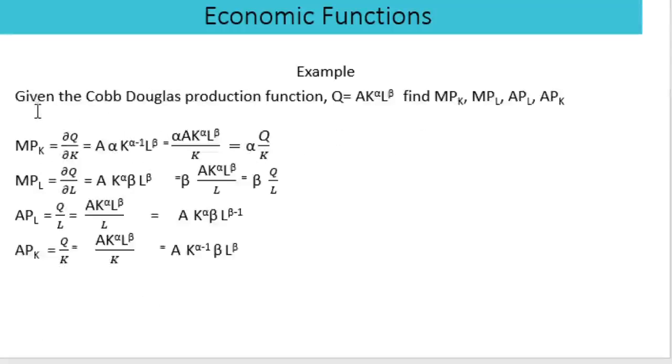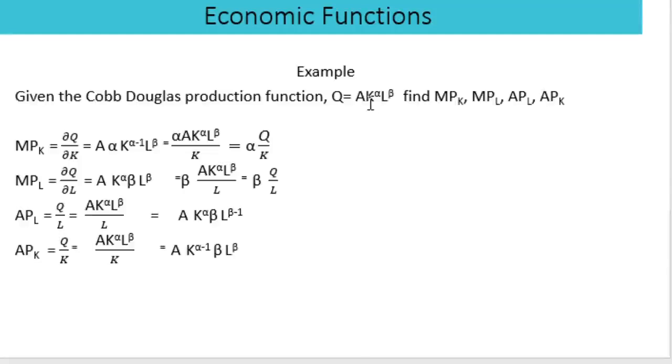Next example is given the Cobb-Douglas production function Q equal to A K raised to alpha L raised to beta. Find marginal product of capital, marginal product of labor, average product of labor, average product of capital. Marginal product of capital is, differentiate this with respect to K, that is dou Q by dou K. Marginal product of K equals dou Q by dou K, that is differentiate this function with respect to K. A is constant.